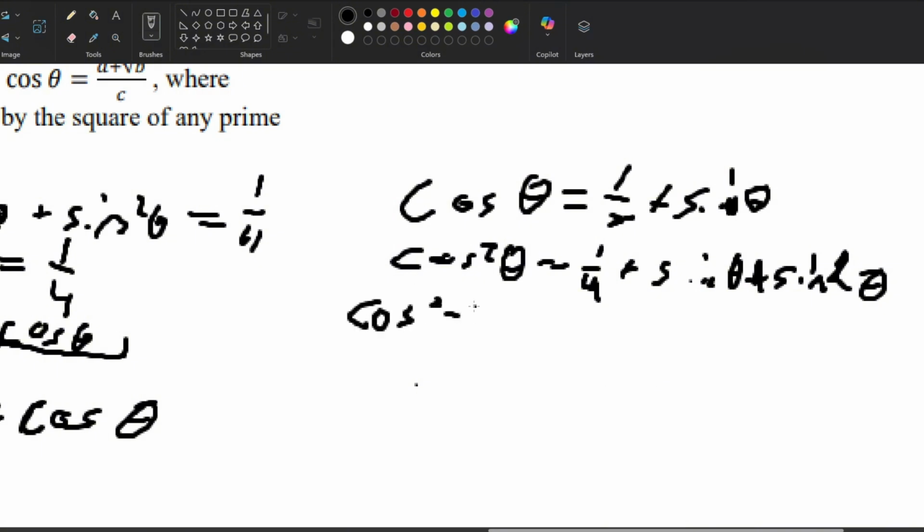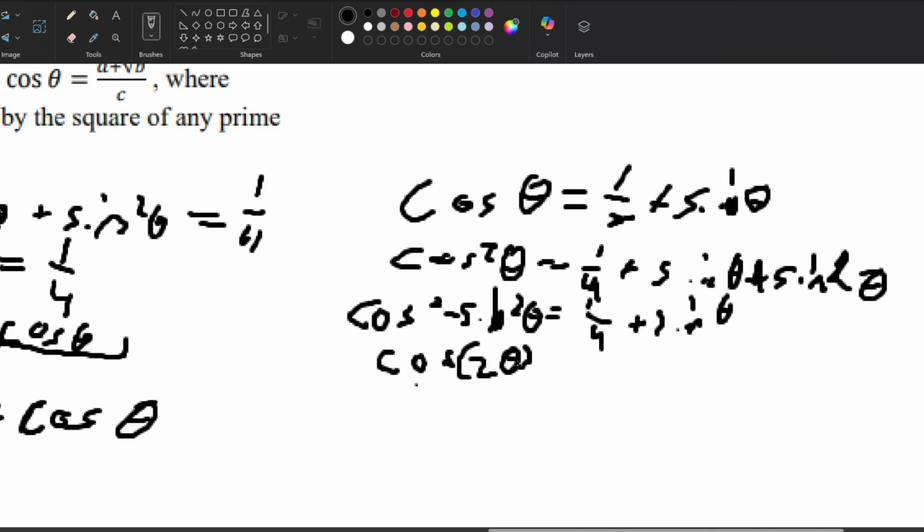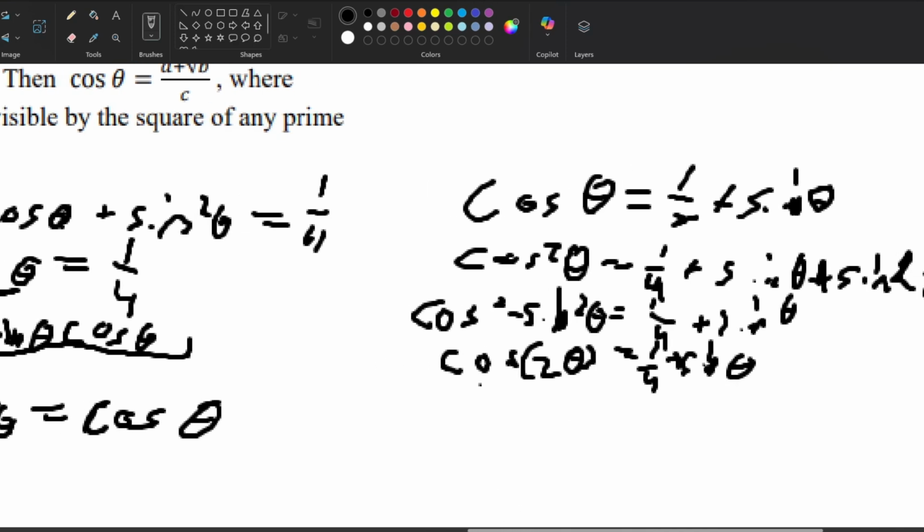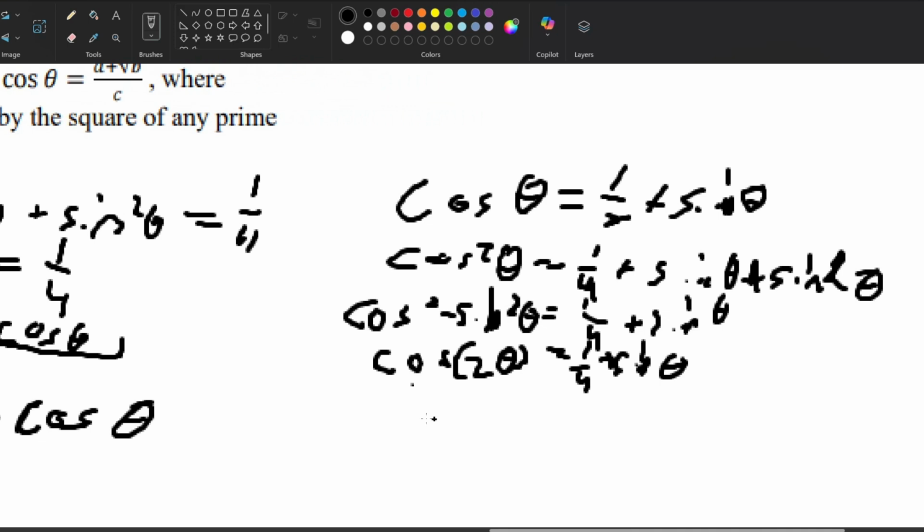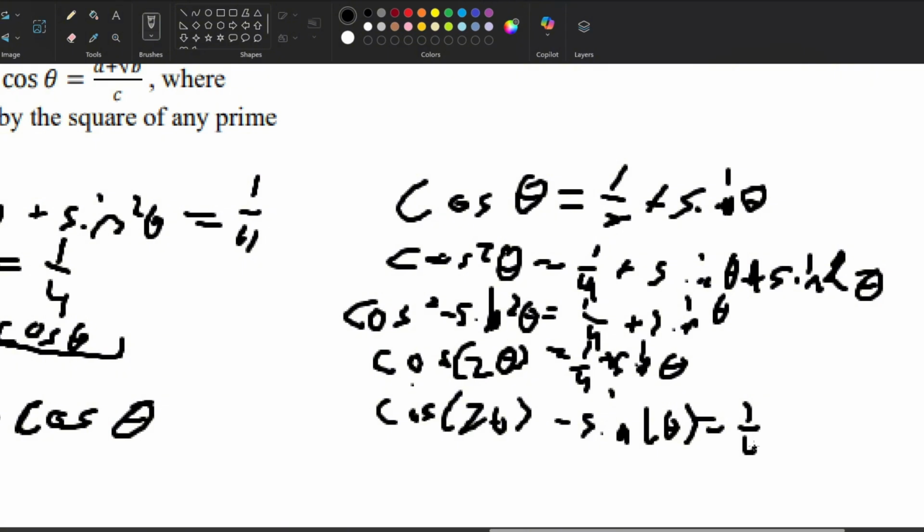Oh, I think I have it. Minus sine squared theta is equal to 1/4 plus sine theta, and then I think this is double angle identity of cosine of 2 theta is equal to 1/4 plus sine theta, but this is practically where I was before. So cosine of 2 theta minus sine of theta is equal to 1/4.